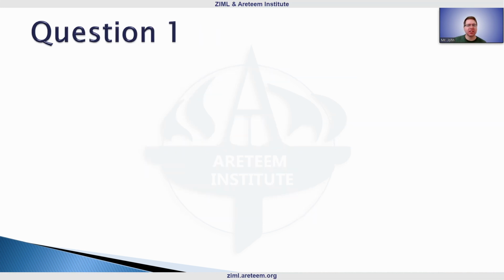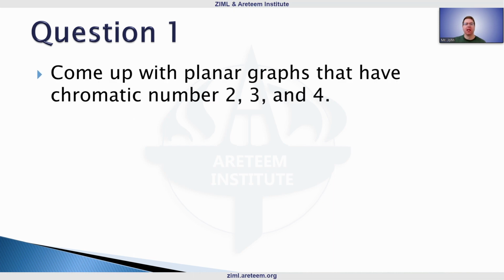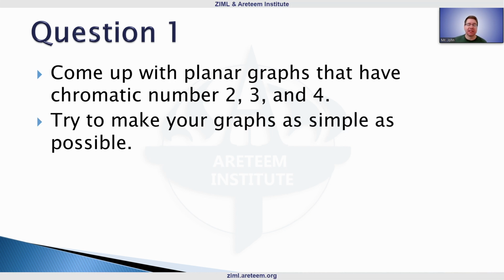Now, a couple of questions to think about for next week's video where we will answer these questions. Try to come up with planar graphs that have chromatic number 2, 3, and 4. Remember, every planar graph has a chromatic number that is 4 or less. That is the 4-color theorem. There could be some with smaller. And try to make these graphs as simple as possible. You've had some spoilers already today, but it's good to just think about those planar graphs there. You could try to make some more complicated ones if you want to as well.